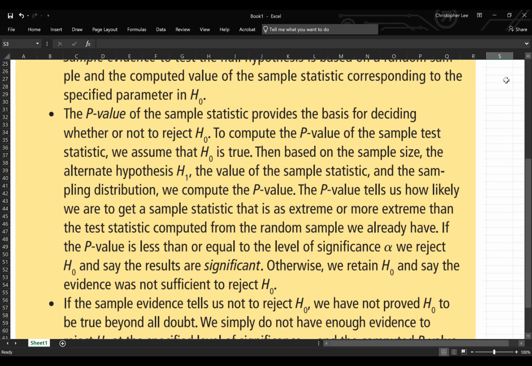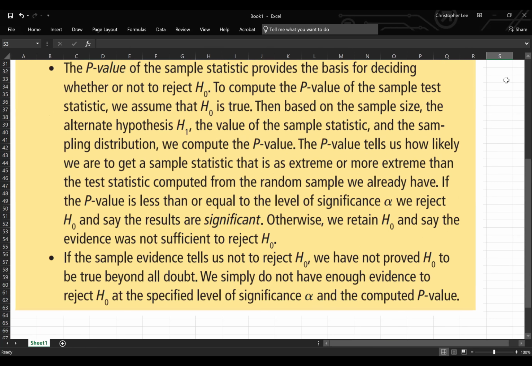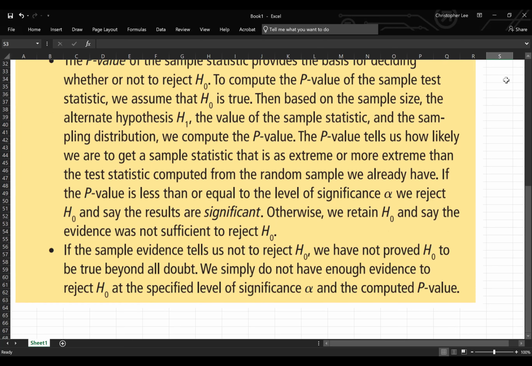If the p-value is less than or equal to the level of significance, alpha, we reject the null hypothesis. You remember that, right? And say that the results are significant. Otherwise, we retain the null hypothesis and say that the evidence was not sufficient to reject the null hypothesis. If the sample evidence tells us not to reject the null hypothesis, we have not proved that the null hypothesis is true beyond all doubt. We simply do not have enough evidence to reject the null hypothesis at the specified level of significance alpha and the computed p-value. Cool, right?